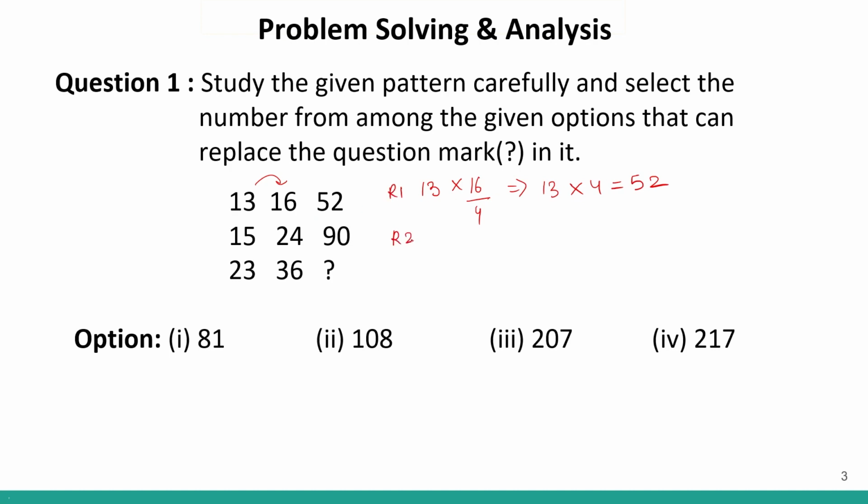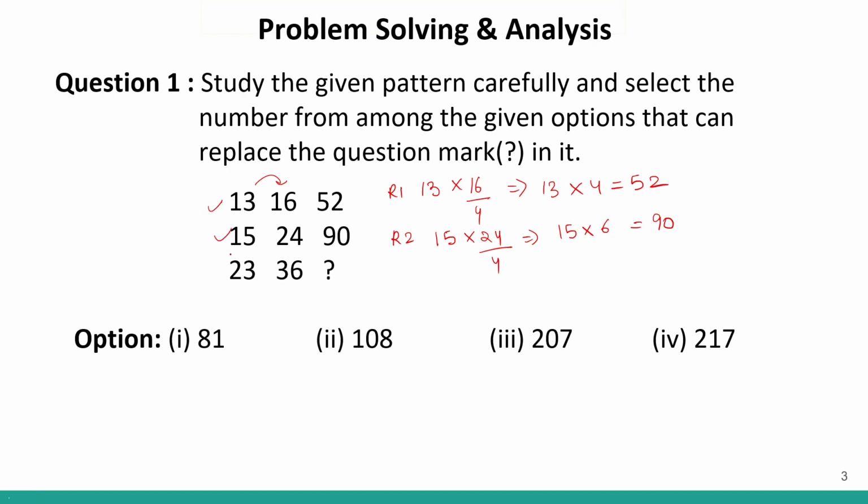Now let us look at row 2. So in row 2, if I multiply 15 into 24 and divide it by 4, what will I get? I'll get 15 into 4, 6 4s are 24, 6 times. And 15 into 6 times is equal to 90. So the same logic applies to row 2 as well.